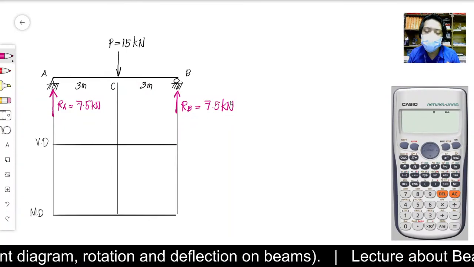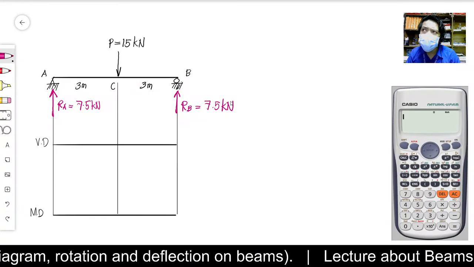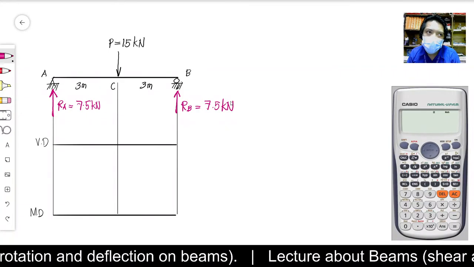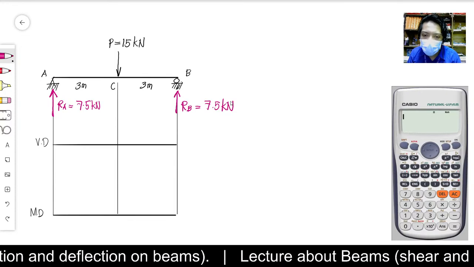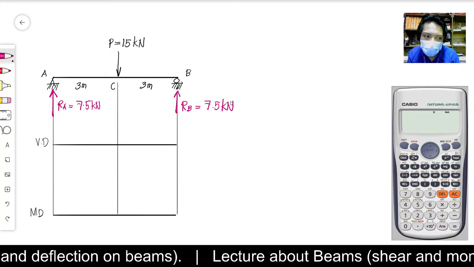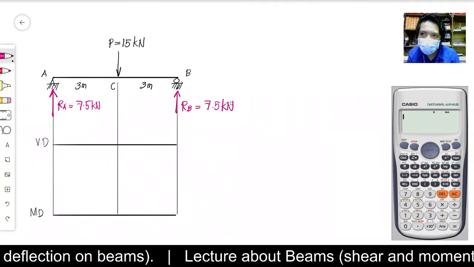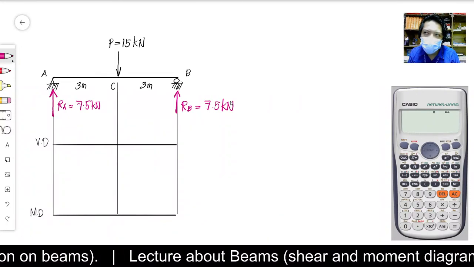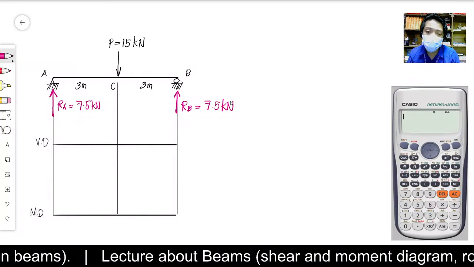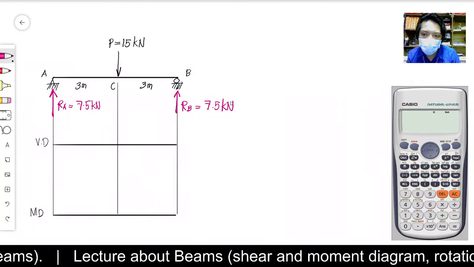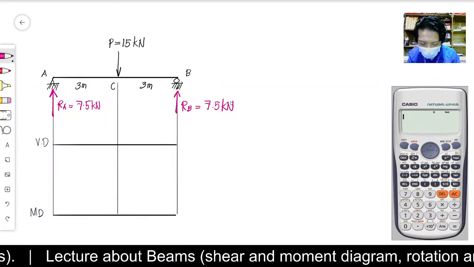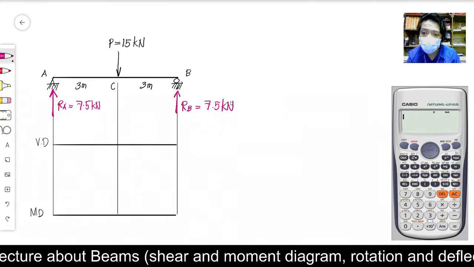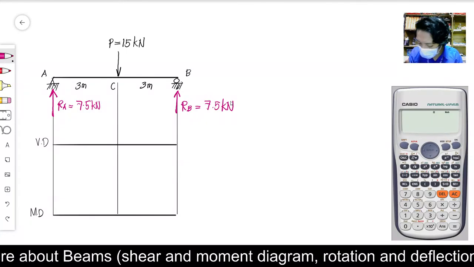Now, to draw the shear diagram and the moment diagram, there are different methods in constructing the diagram. We have the area method, but for this discussion, we'll not use the area method. We will first look for the equations of the shear diagram and of the moment diagram. But we will start with the equation of the moment diagram, because later I will show you why.